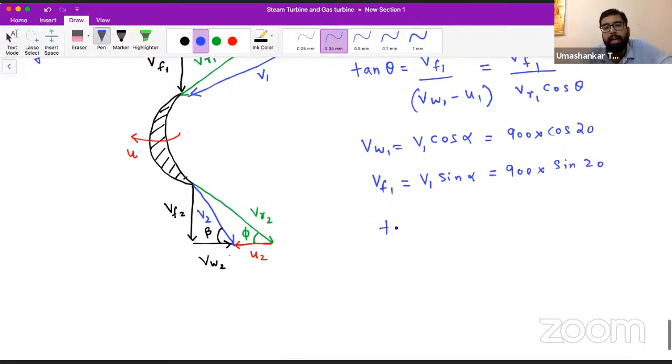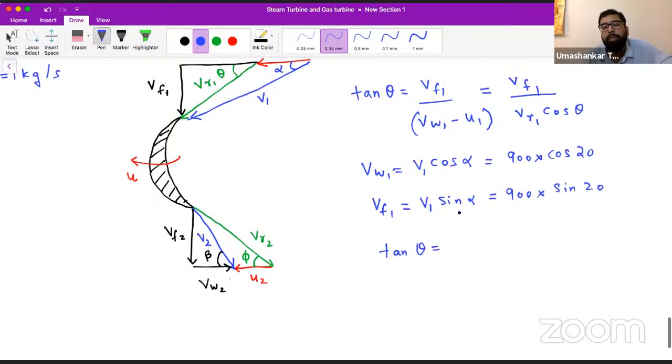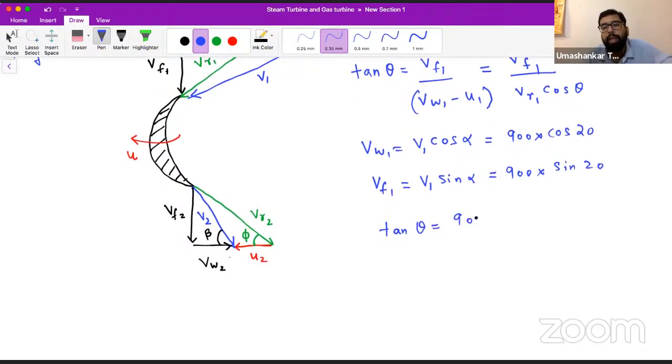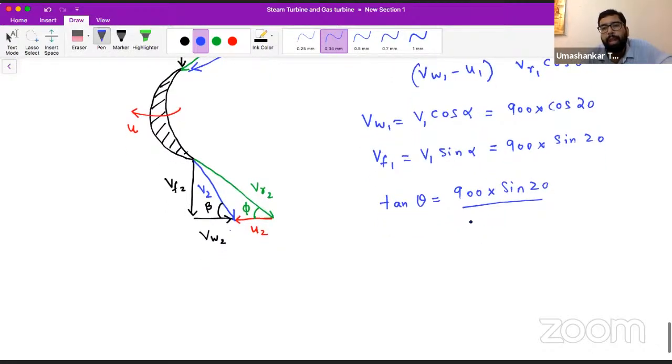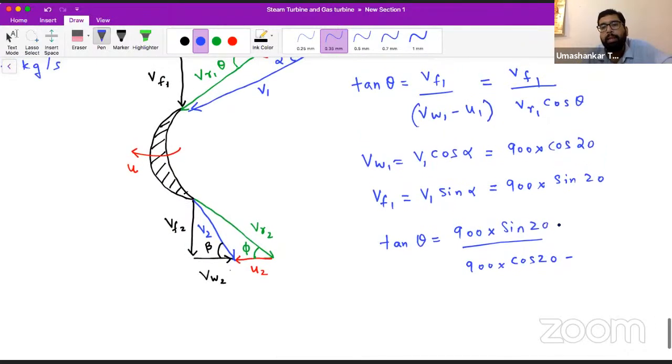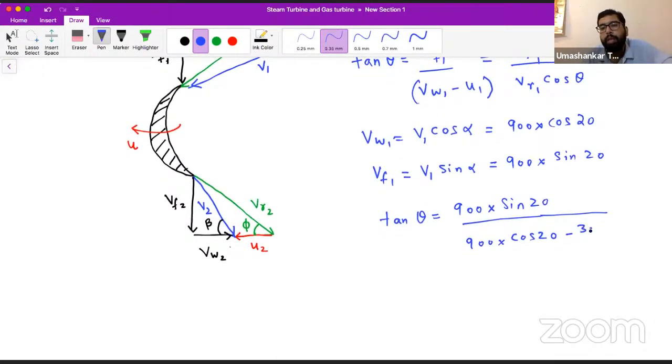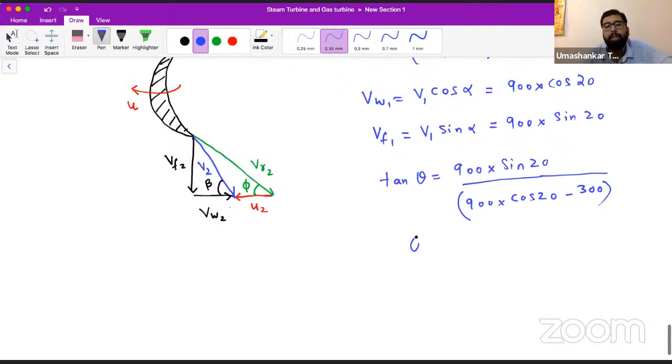So we have the value of this tan theta. We can write all this here. So this will be 900 into sine 20 upon 900 into cos 20 minus what is our U given to us? U is given to us as 300. You can make the calculations. So from here, we can have the value of theta and it must come out to be 29.4 something.